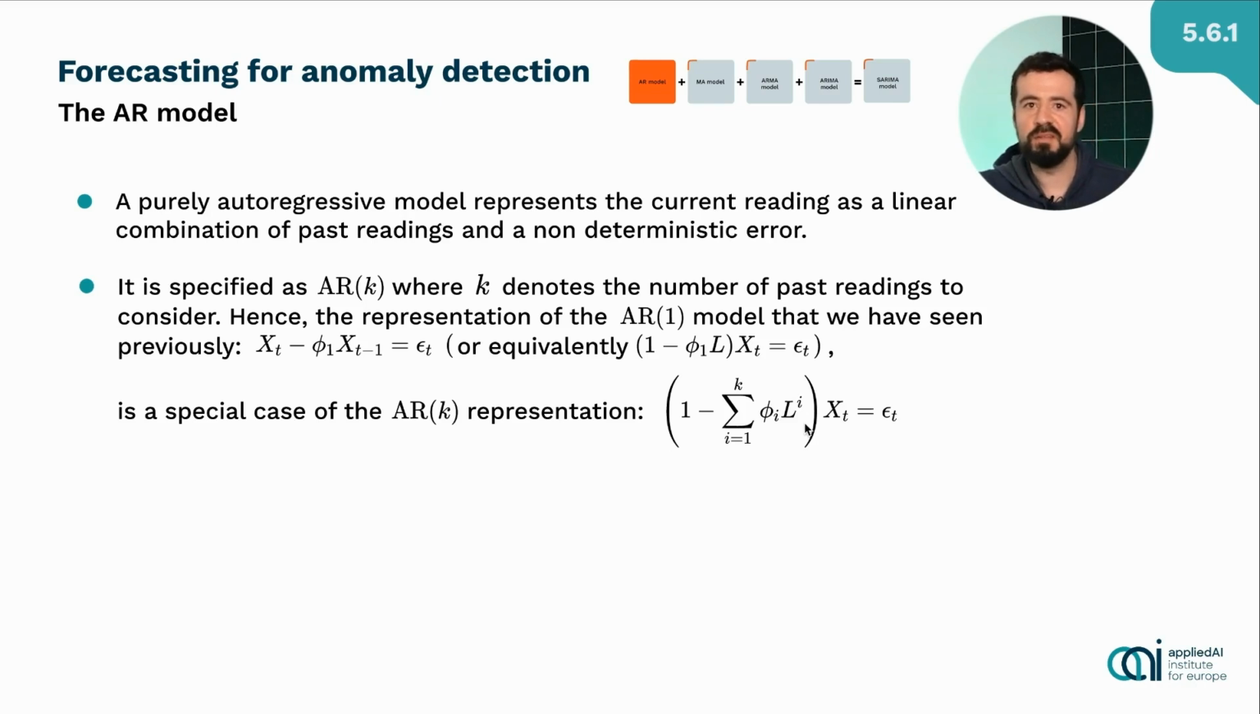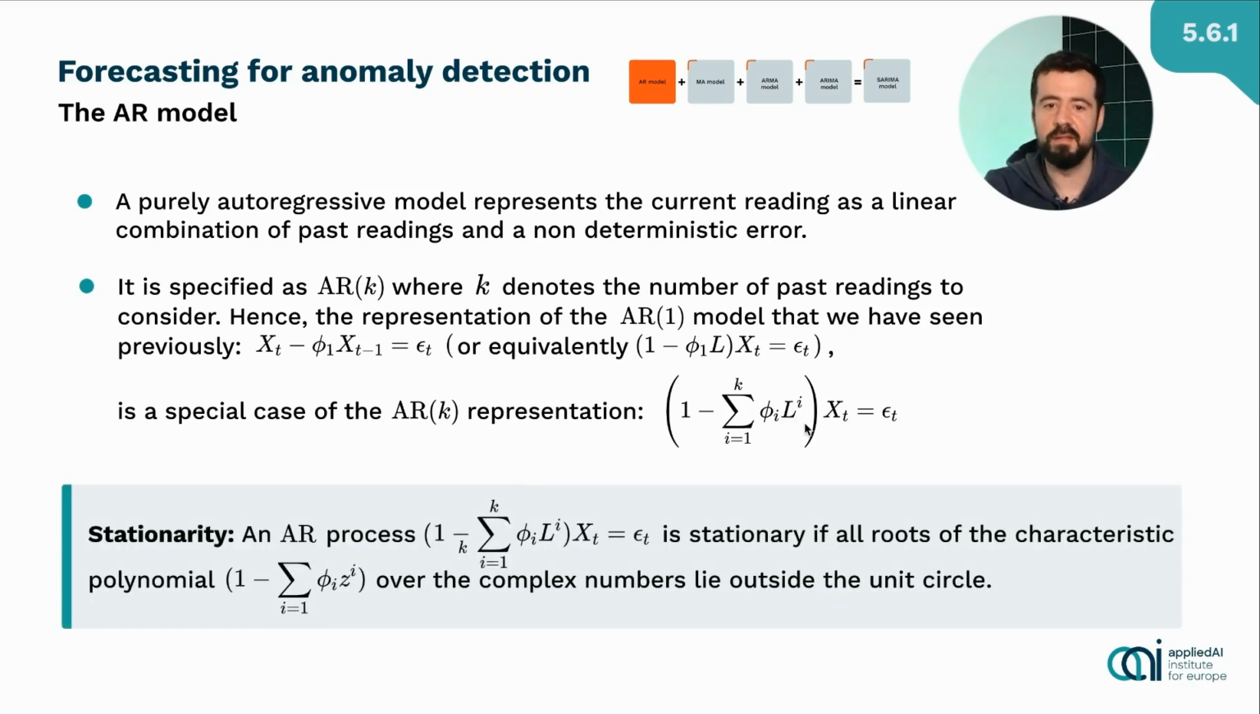Maybe as a small side remark, there is a characterization of when an autoregressive process is stationary. This is the case if the characteristic polynomial, which is the polynomial that we get if we just replace the lag operator by a variable z, is interpreted over the complex numbers, and we see that all the roots of this polynomial lie outside the unit circle in the complex plane, then we know that we have a stationary model.